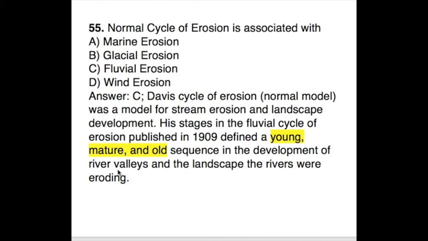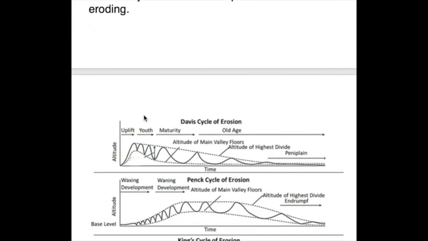In the development of river valleys and the landscape, the rivers were eroding. That is, in the old age, what we get? Peneplain, that is given by Davis, that is related to fluvial erosion. So normal cycle of erosion is another name of Davis cycle of erosion.